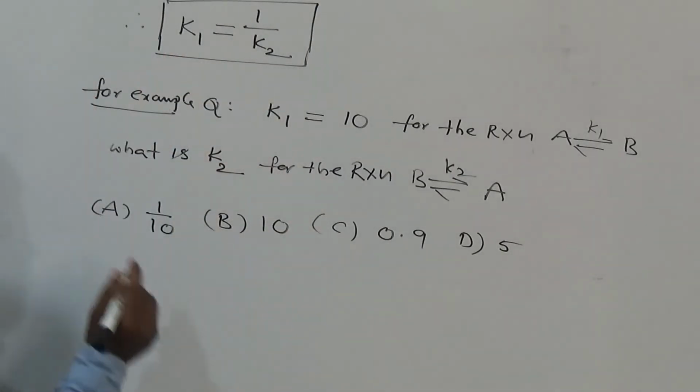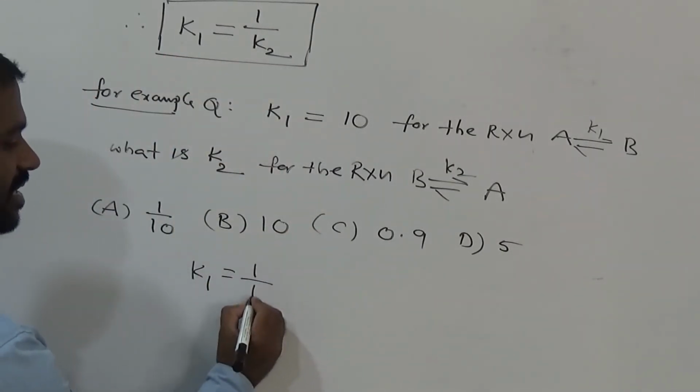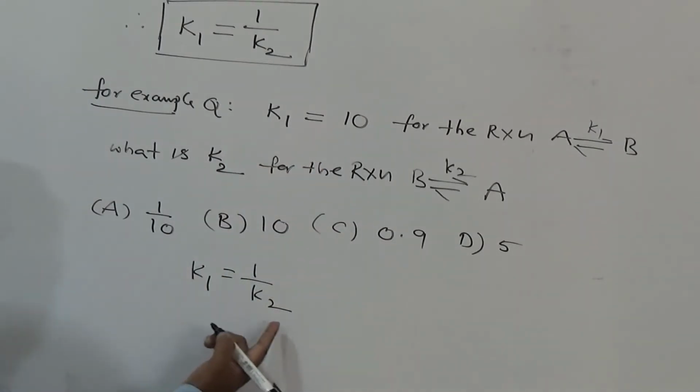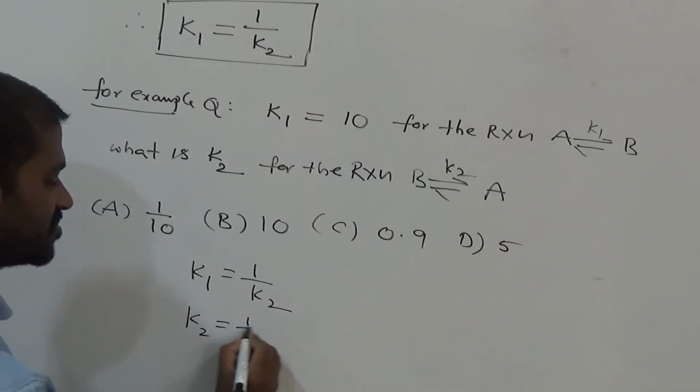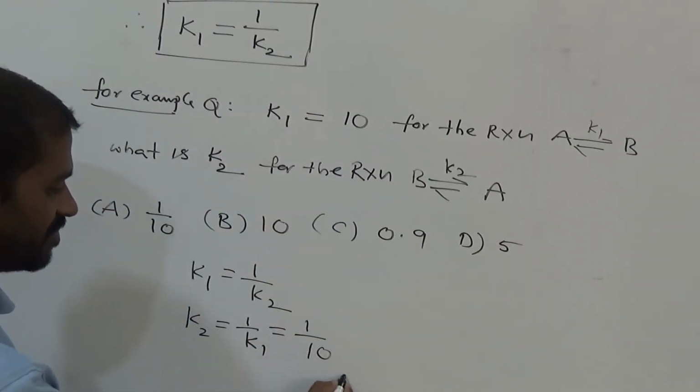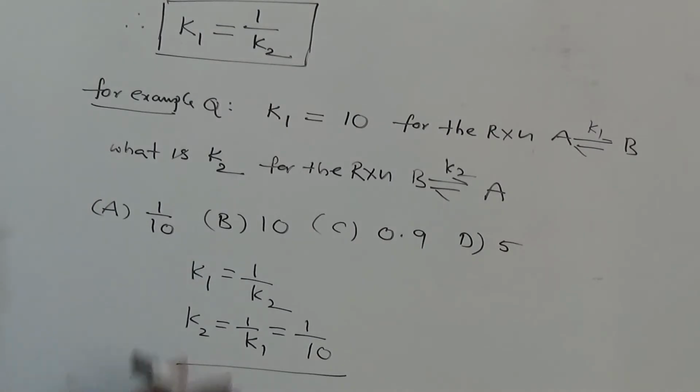So you know the relation K1 is equals to 1 by K2. What is the value of K1? 10 already given. From this expression we have K2 that is 1 by K1, that is equals to 1 by 10. 1 by 10 is the answer for this question. Am I understood or not? Simply K1 is equals to 1 by K2, so from this one K2 is equals to 1 by K1. Clear? The given K1 value is 10, so therefore K2 is equals to 1 by 10. Is it clear?